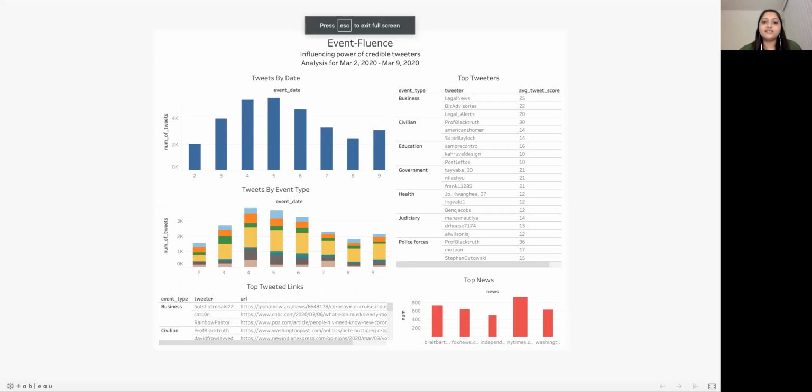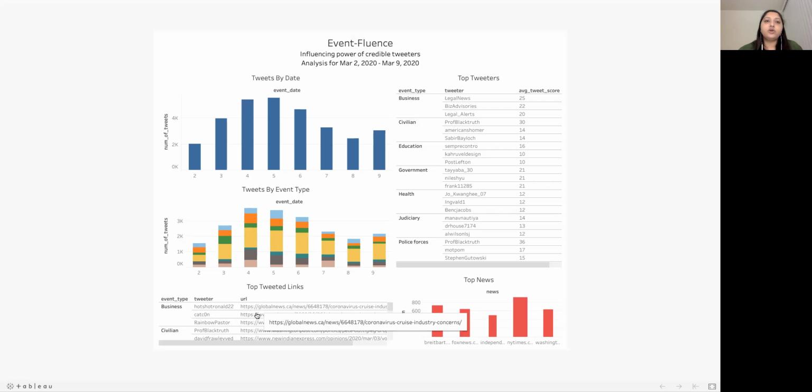This is the Event-Fluence dashboard showing analysis for March 2nd to March 9th, 2020. The first chart shows the number of tweets each day containing links to news articles. The second chart shows the number of tweets for each event type like government, the number of tweets for education, the number of tweets for business, etc. This shows the top tweeters for each event type based on the number of retweets, likes, etc.